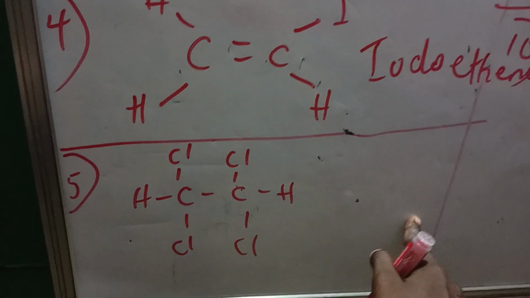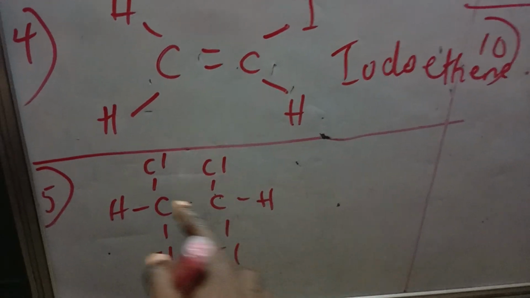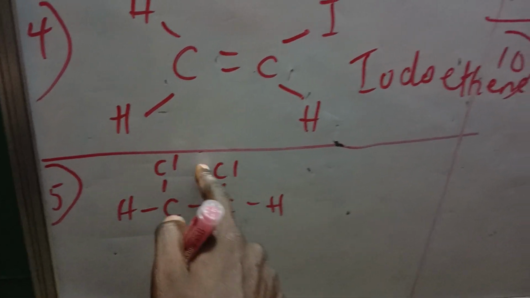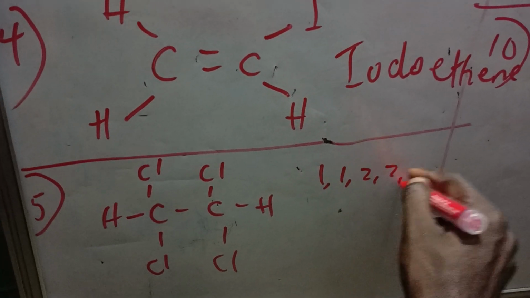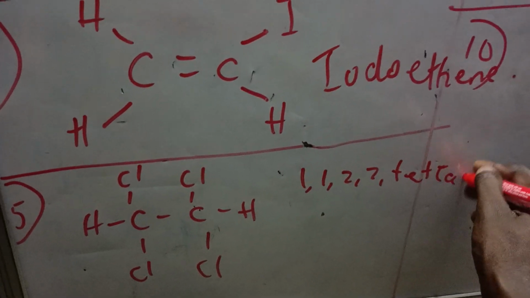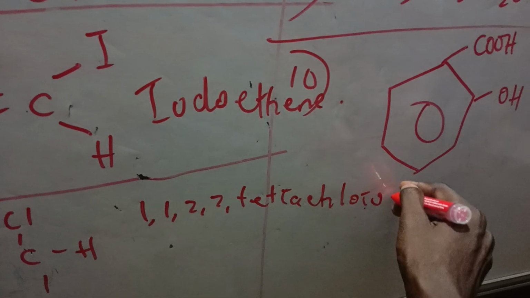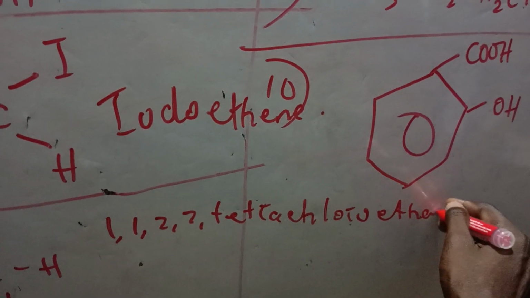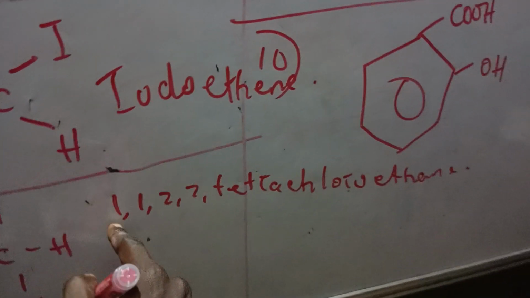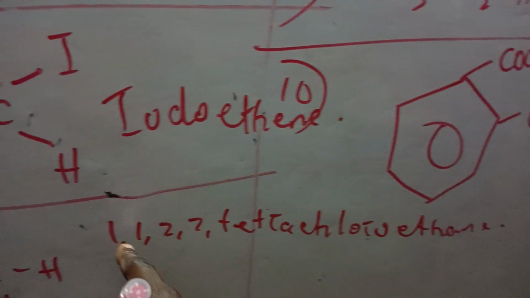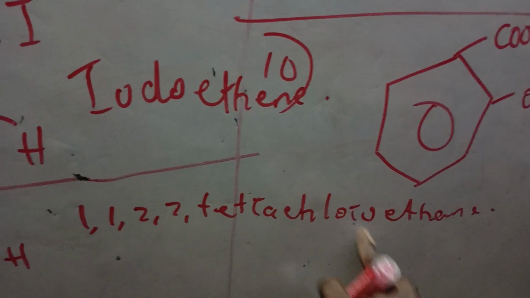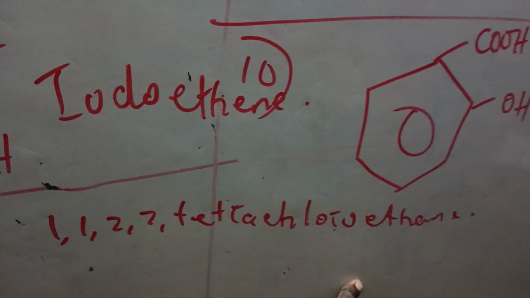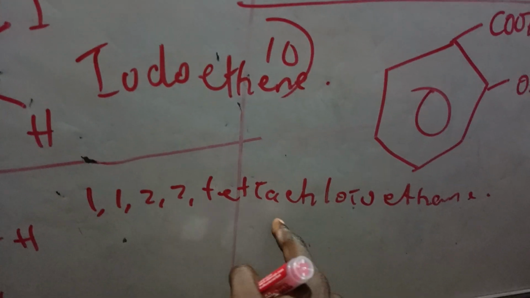Single bond, alkane. 1, 2, ethane. Now I have Cl. So this is 1,1,2,2-tetrachloroethane. That is the IUPAC name of this. It means on the first carbon atom, there's a chloro. On the first carbon atom again, there's another chloro. On the second carbon atom, there's a chloro. On the second carbon atom again, there's another chloro. So making it 4. That's why it is tetra.